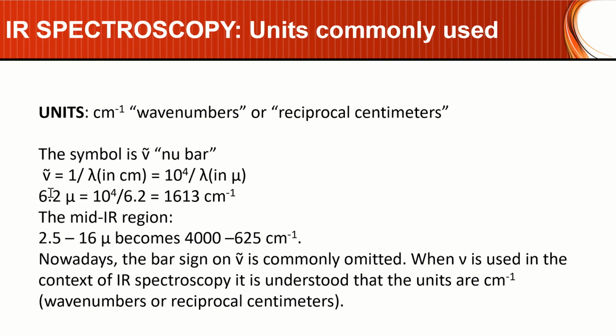So for example, if we have 6.2 microns and we want to convert that to wave numbers, right? We just plug it in this equation because the wavelength that we have is in microns. So 10 to the 4 divided by 6.2 gives us the wave numbers, which is 1613. The mid-IR region is 2.5 to 16 microns, and when we do the conversion, it becomes 4,000 to 625 wave numbers.